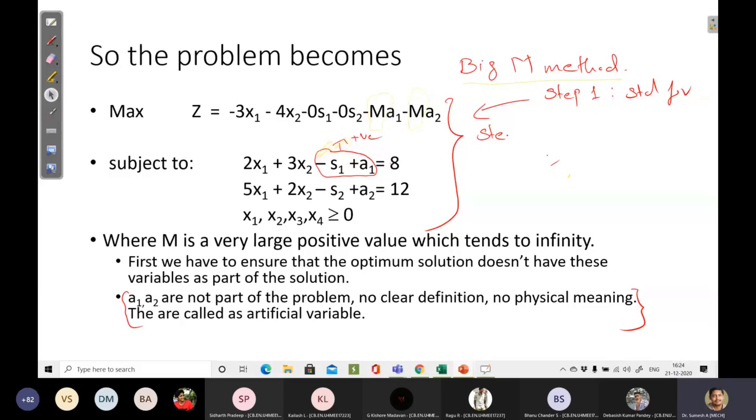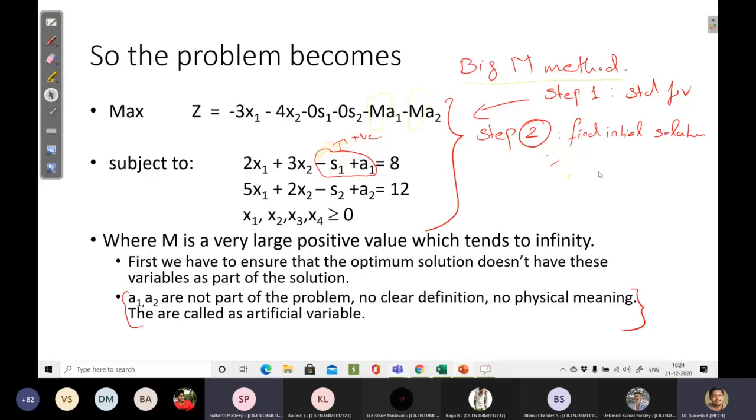What is step two? Step two is to find the initial solution. Am I right? Yes, sir. The step two is to find the initial solution. So how will you find the initial solution here?